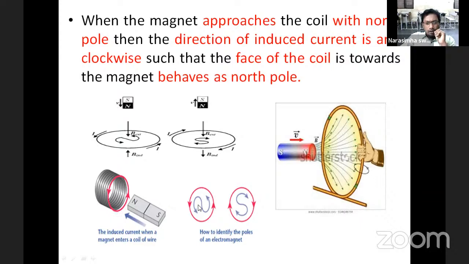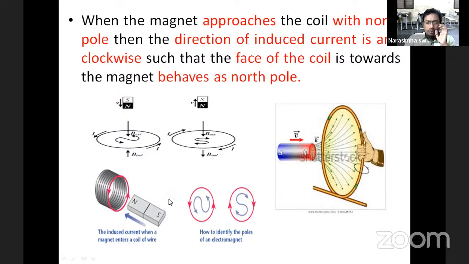Look at this. How to identify the poles of the electromagnet. If the current is anti-clockwise, the red one, then that side's magnetic field polarity will be north. And if the current is flowing in the clockwise direction, then that side of the coil will be south. So identify these things whenever the situation comes, then use this phenomenon.